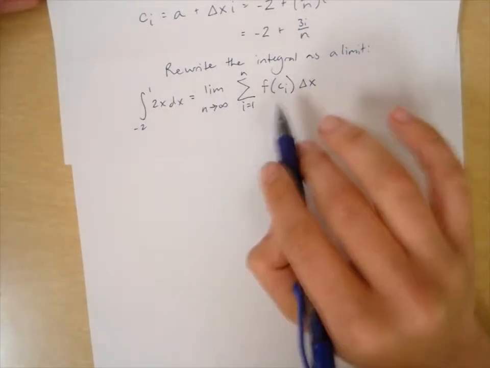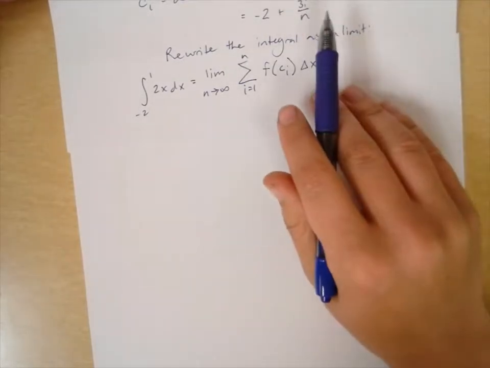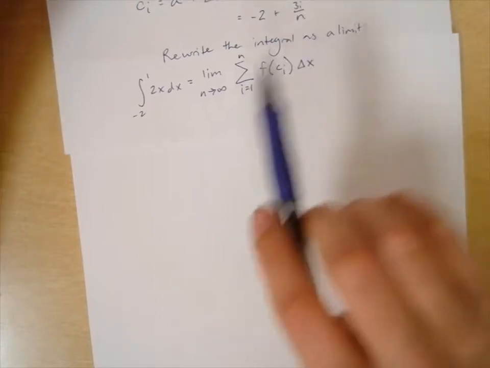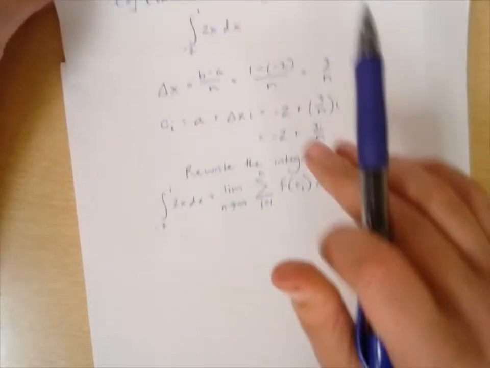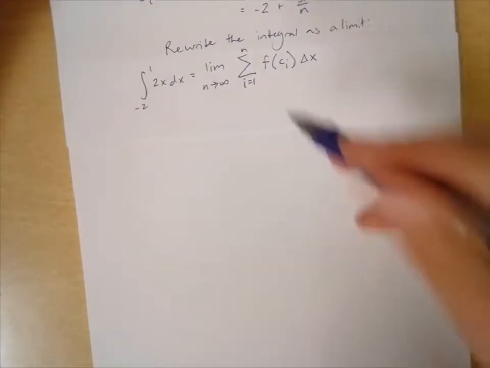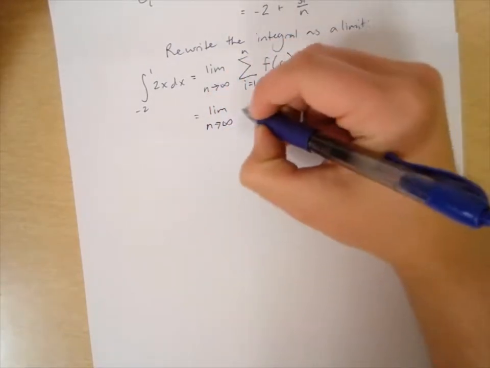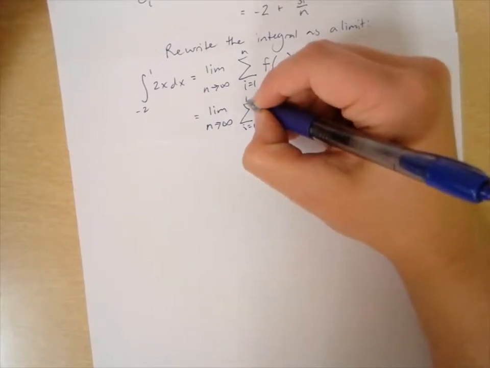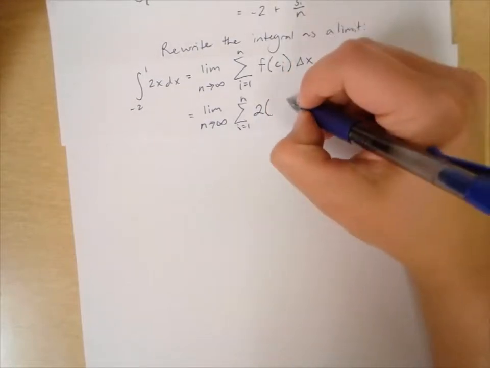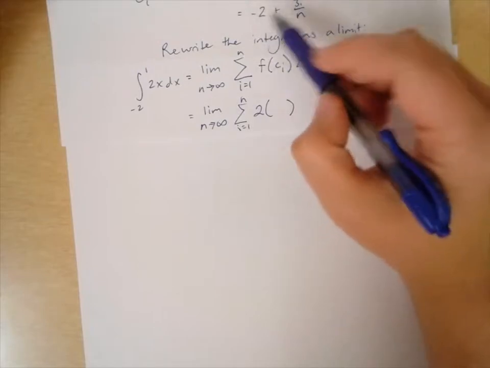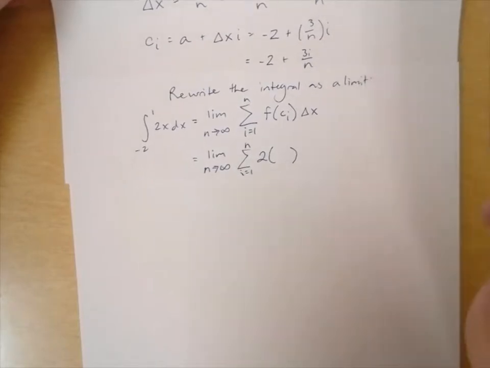And from this, we can sort of fill in everything else. Remember, f of c sub i, well, we have to look at what our original f of x was. Our original f of x is going to be 2x. That's the original function that we are given inside. So, what we're really going to be doing with the whole f of c sub i piece is say everything else doesn't change. But this piece, the f of c sub i, we're going to say 2 times the c sub i. And remember, c sub i is this whole thing right here that we found earlier, -2 plus 3i over n.